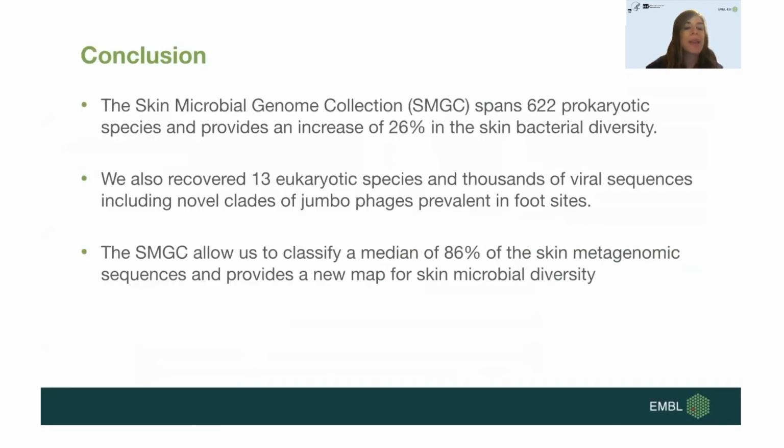And the conclusions are that we generated the skin microbial genome collection, which spans roughly 620 prokaryotic species and provides an increase of 26% in skin bacterial diversity. We also recovered some novel eukaryotic species and thousands of viral sequences, including clades of jumbophages that were prevalent in foot sites. And SMGC now allows us to classify roughly 86% of the skin metagenomic sequences, and provided us with a new map of what is found on our skins, which I thought was very exciting.